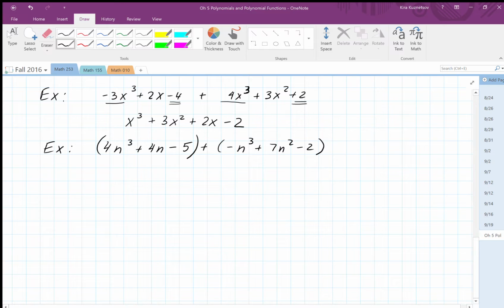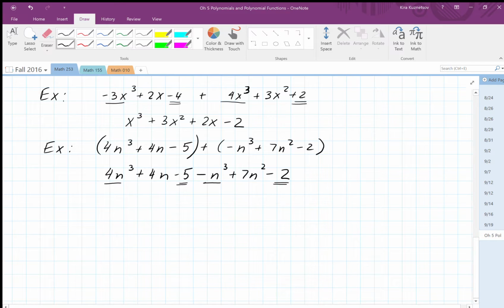I want to open those parentheses, maybe with one additional step. Positive, negative, that's just a negative here. This is a plus 7n squared minus 2. Collecting like terms, the n cubes will go together. I have my n squared, I have my n, and I have my numbers that I can put together.